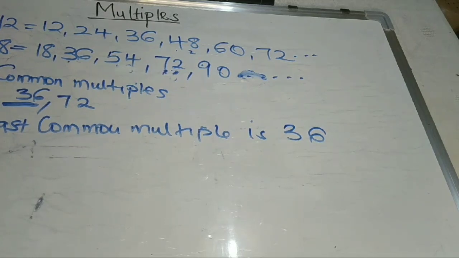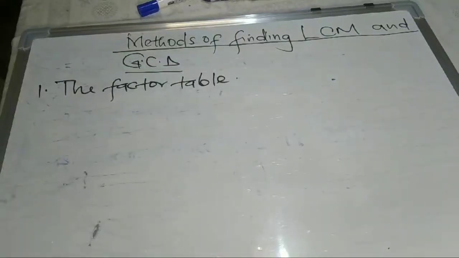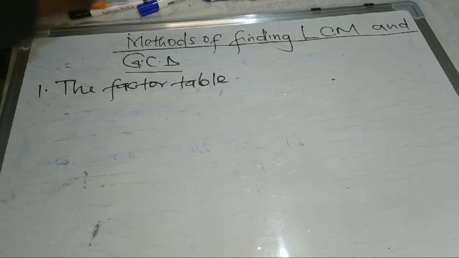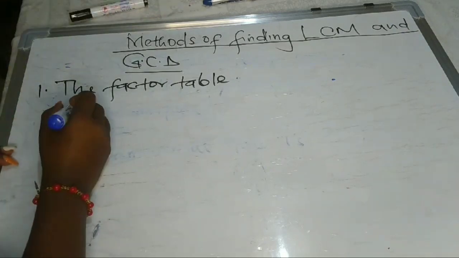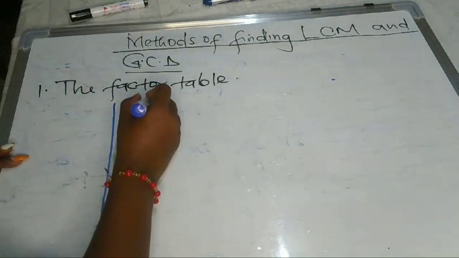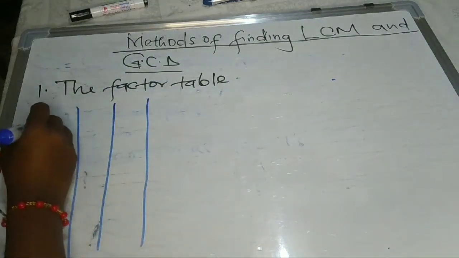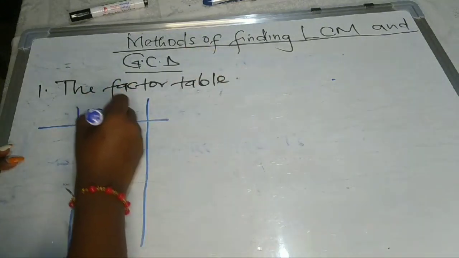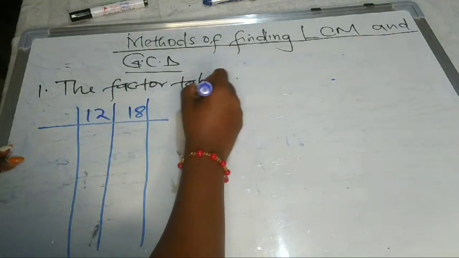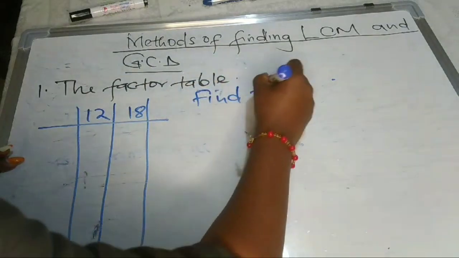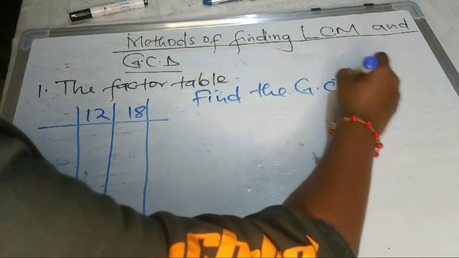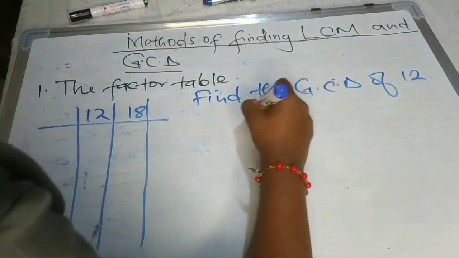So that is it. Now, we have several methods of finding LCM and GCD, and the most common one which we are going to look at is the factor table, which involves arranging your numbers in this manner. For example, if we are looking for the GCD of 18 and 12, then we shall have the two numbers in a table like this: 12 and 18. So the question is, find the GCD of 12 and 18.